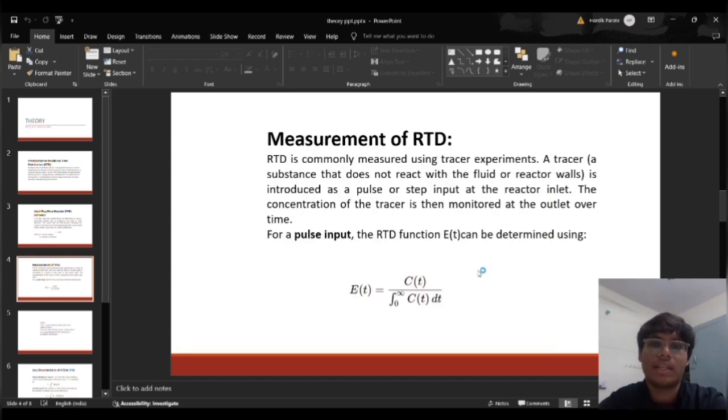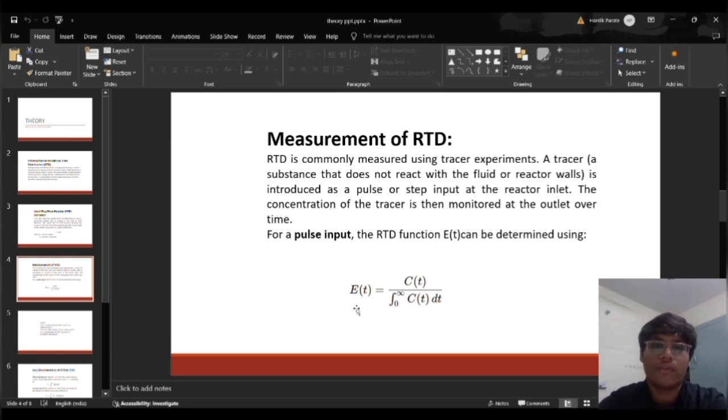Now let's analyze the RTD curve, the function E of t. To quantify the spread of residence time, we use a function called E of t, which is the RTD function. It's essentially a probability distribution that tells us how likely it is for a fluid element to exit the reactor at a given time t.